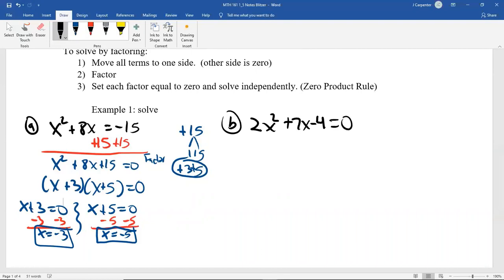All right, let's do another. And by the way, if you want to check them, you can. You're not forced to check them, but they will work if you put one of these numbers in at a time. The left side will match the right side.